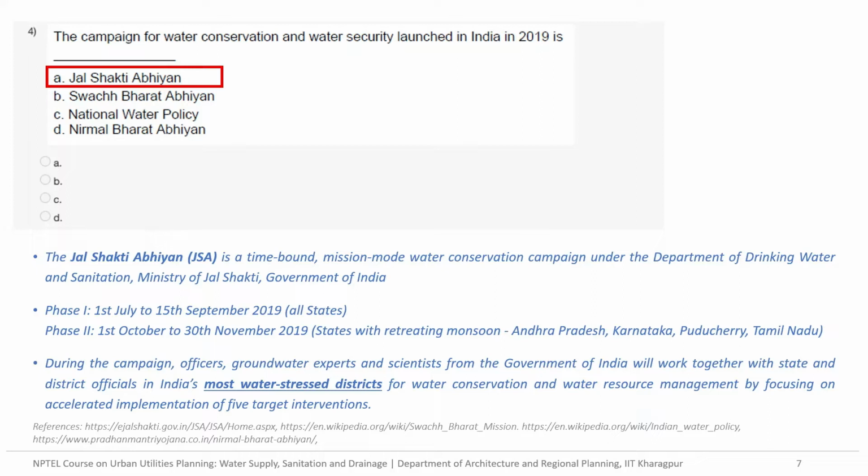There are two phases within this campaign. The first is from July to mid of September, which happens in all the states, and there is a phase two which happens from beginning of October to the end of November, which is in the states which have retreating monsoon. That is Andhra Pradesh, Karnataka, Puducherry, and Tamil Nadu.